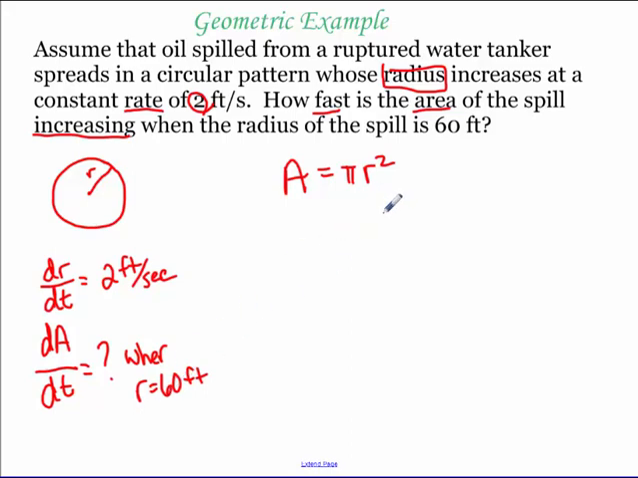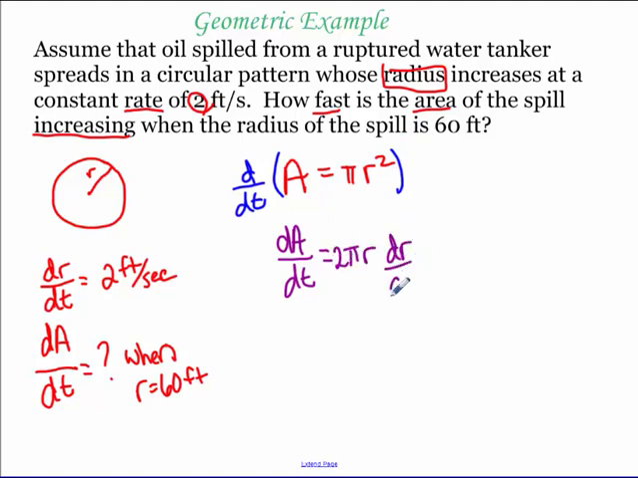I can't plug in 60 feet right away because I need to know when it's at a certain instant. So I need to find the derivative. What we're going to do is take the derivative of this with respect to time. So the derivative of A with respect to time is dA/dt. Pi is a constant. The derivative of r squared with respect to time is 2r dr/dt.